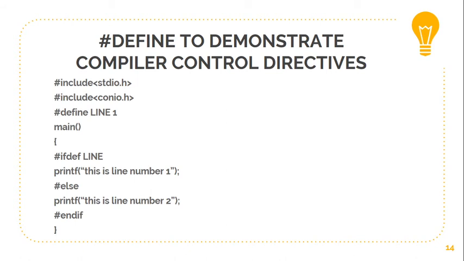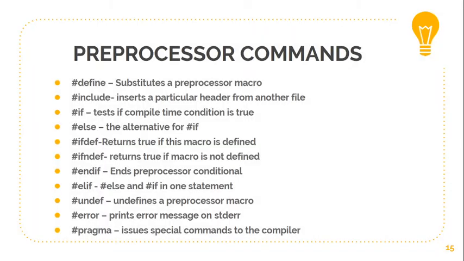Let's get into the program. #ifdef LINE: whether we have defined LINE? Yes, #define LINE is 1. So it is going to print "This is line number 1". If the true section is true, then it is going to skip the false part. So the output of this program will be "This is line number 1".